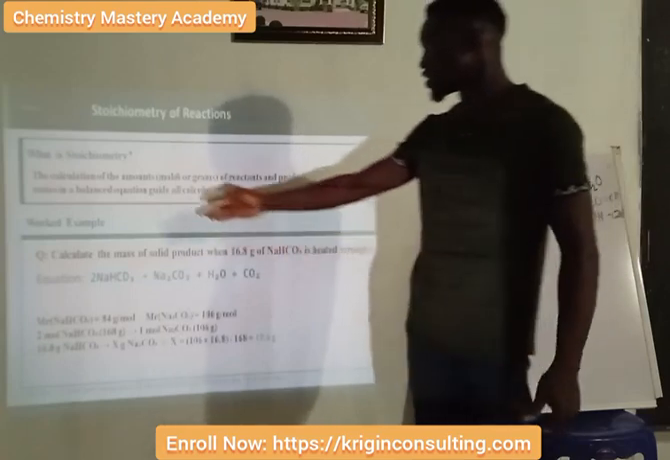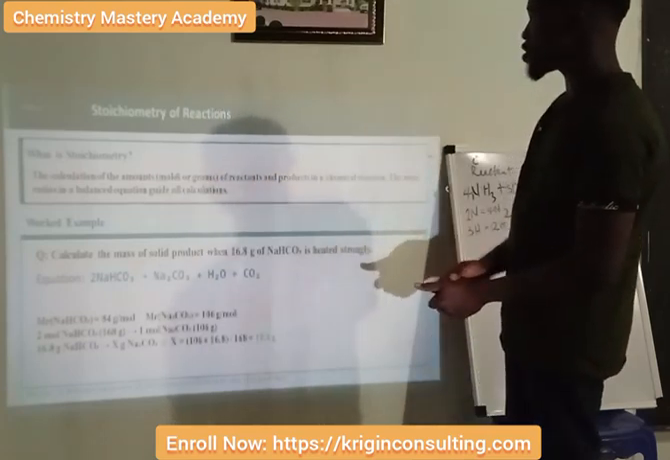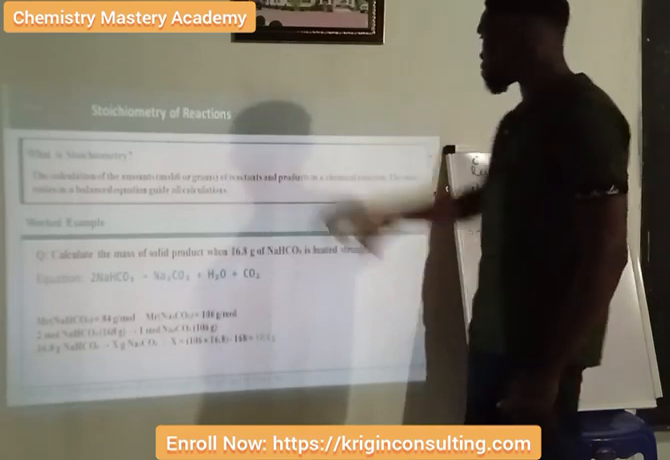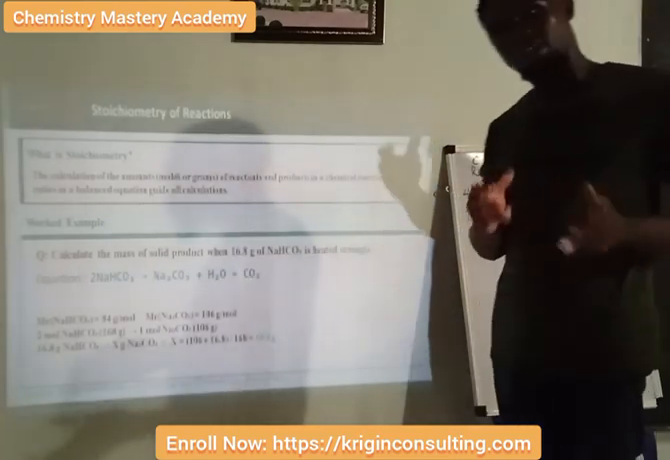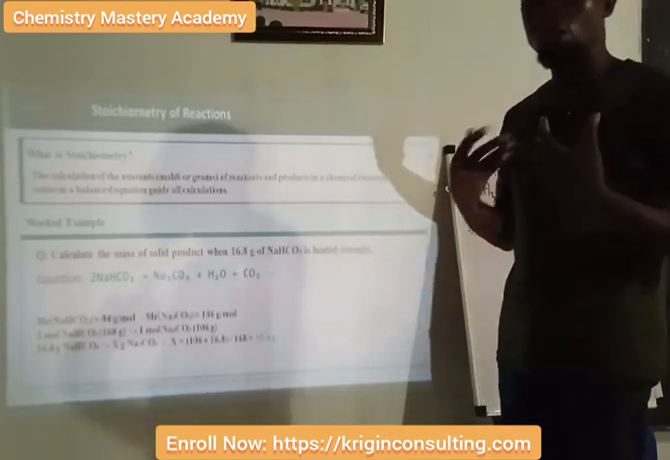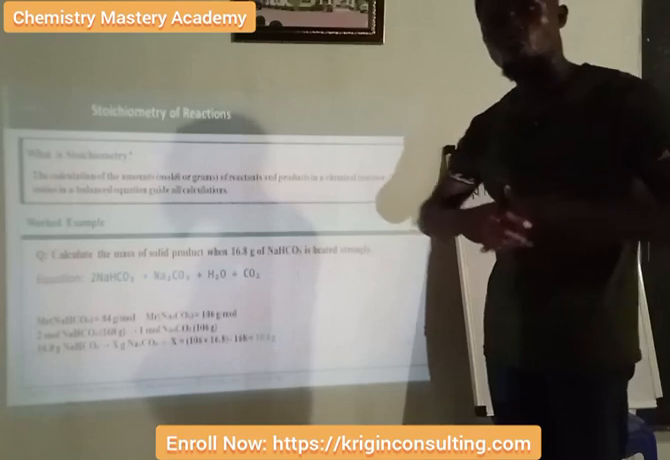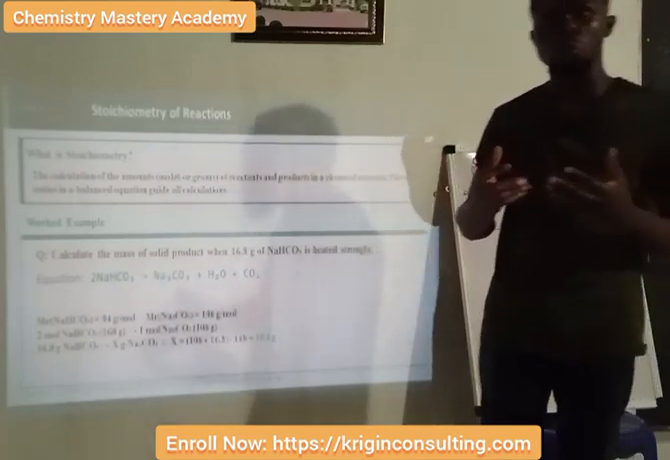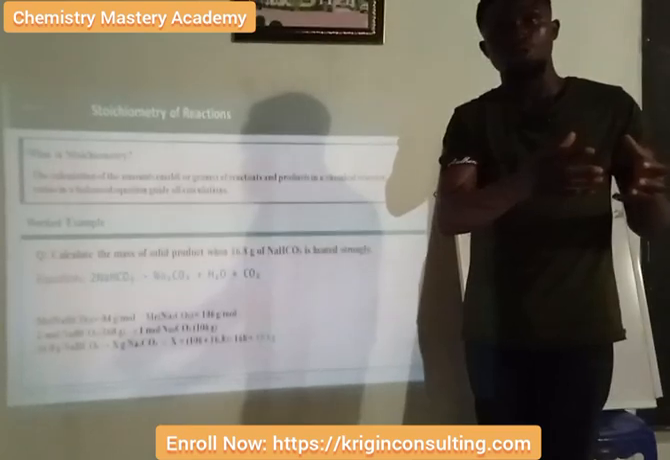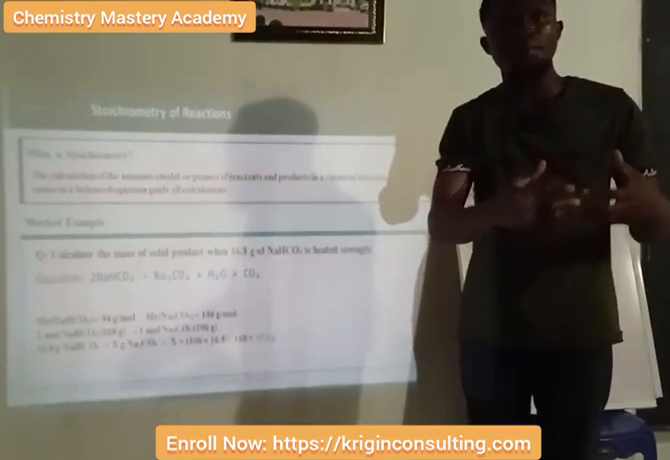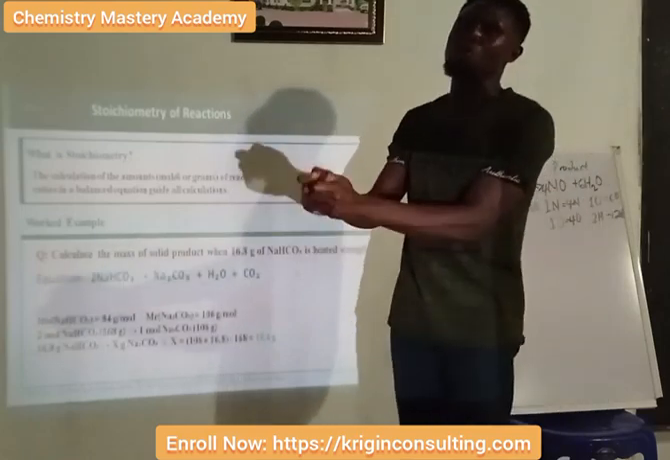And when we talk about amount, you're looking at the number of moles or the grams. The calculation of amounts of reactants and products in a chemical reaction. So the last time we looked at balancing chemical reactions. Now we know that in a chemical equation we have the reactant side and the product side. So when we talk about stoichiometry, we are trying to find out how much of the reactants are reacting, or how much of the reactant I will need to react to form a particular amount of products.